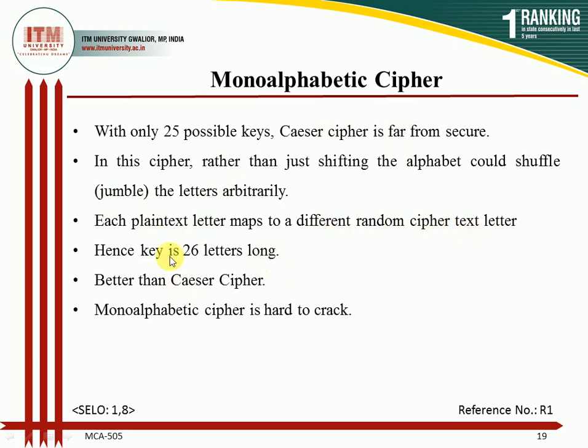Here the key is 26 letters long. Why? Because when we convert the letters in plain text, we have 26 letters by which we can convert the plain text to a ciphertext. So we can say that this monoalphabetic cipher is better than Caesar cipher, right? And this monoalphabetic cipher is also called hard to crack.